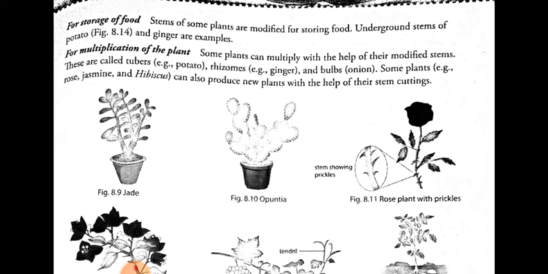Next, for the multiplication of plants, some plants can multiply with the help of stems. These stems are called tubers, rhizomes, and bulbs. For example, for growing a rose plant, there is no seed. We grow the rose plant with the help of its stem. They can also reproduce with the help of stem cuttings.